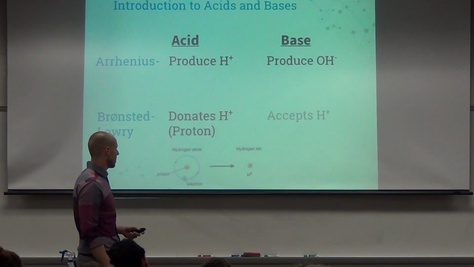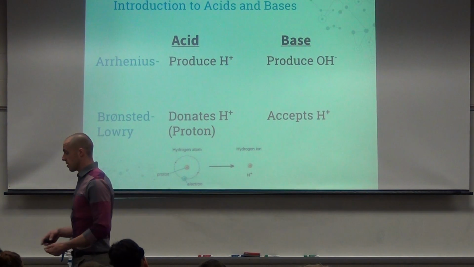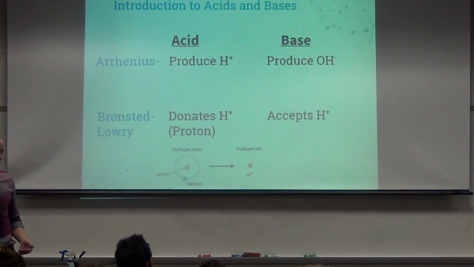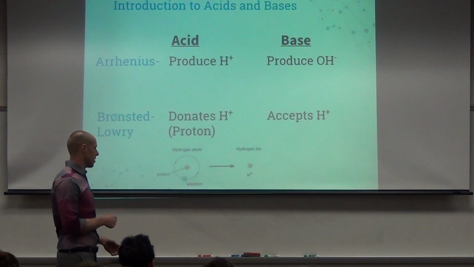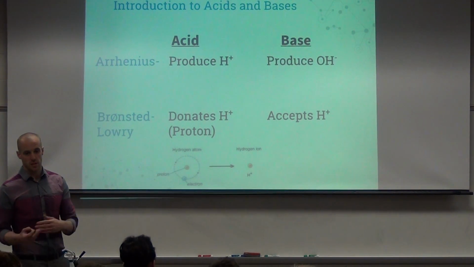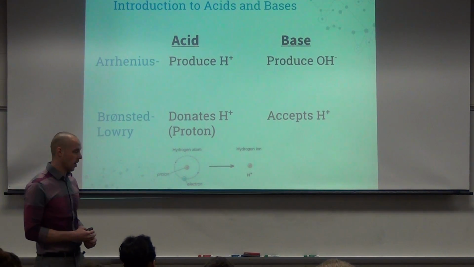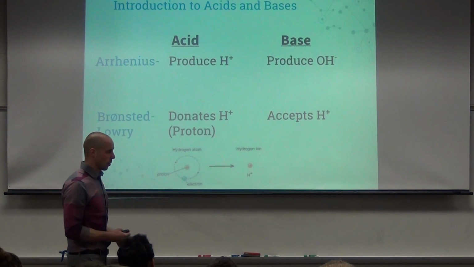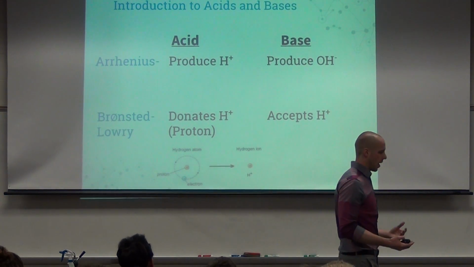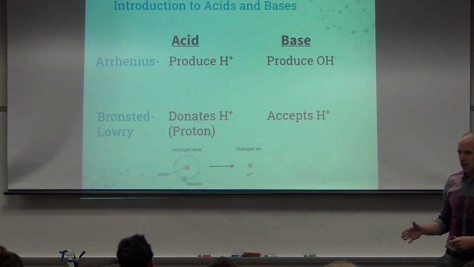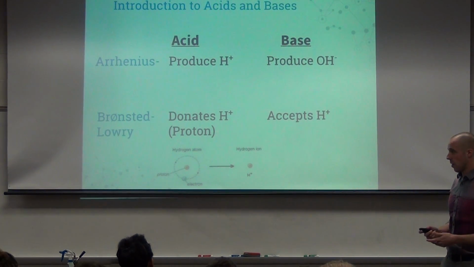A Bronsted-Lowry base is anything that's going to accept that H+. So acids and bases, we know that they're going to react, and when they're reacting, really what's happening is that this H+ is being transferred from the acid to the base. That's an acid-base reaction. It's not anything more complicated than that. We're going to talk about identifying acids and bases in reactions, and it's all going to focus on that flow of hydrogen, the flow of that proton from one thing to another.